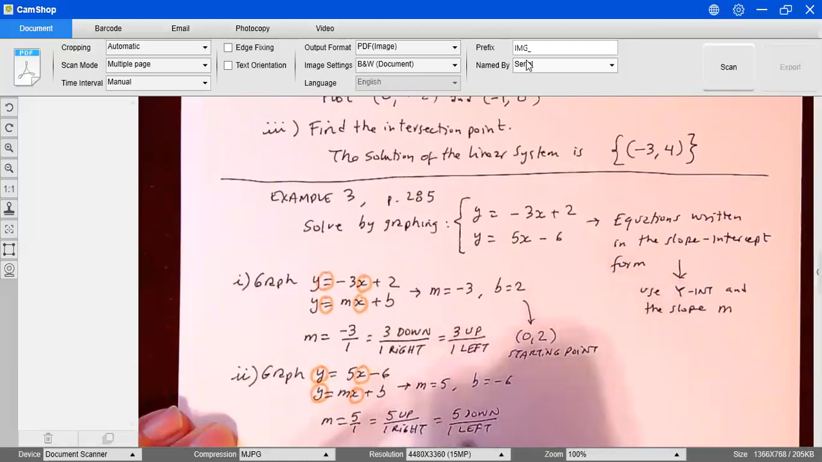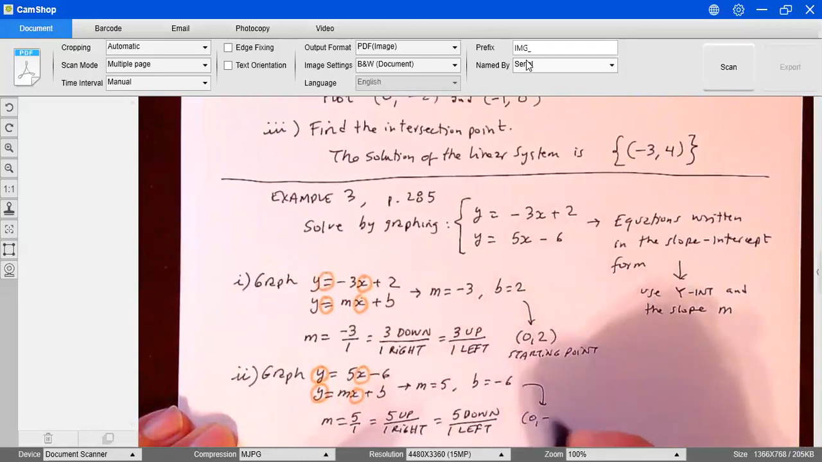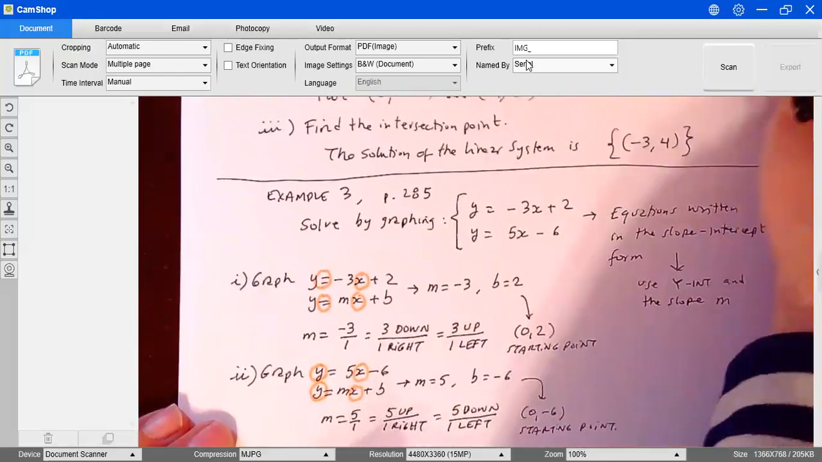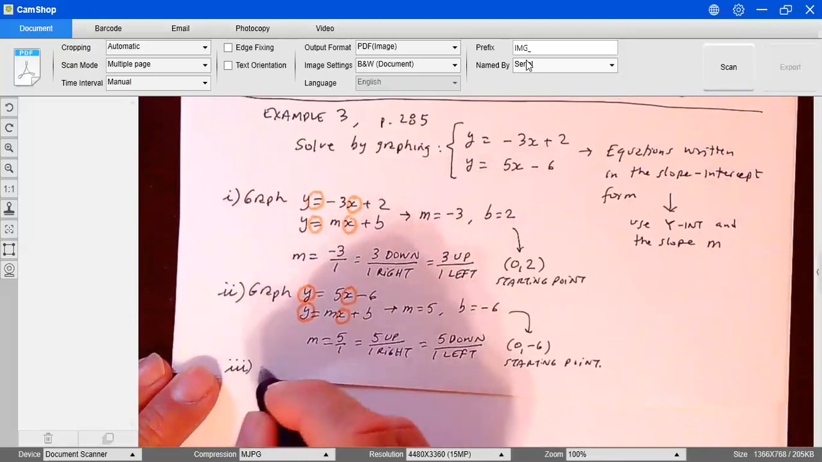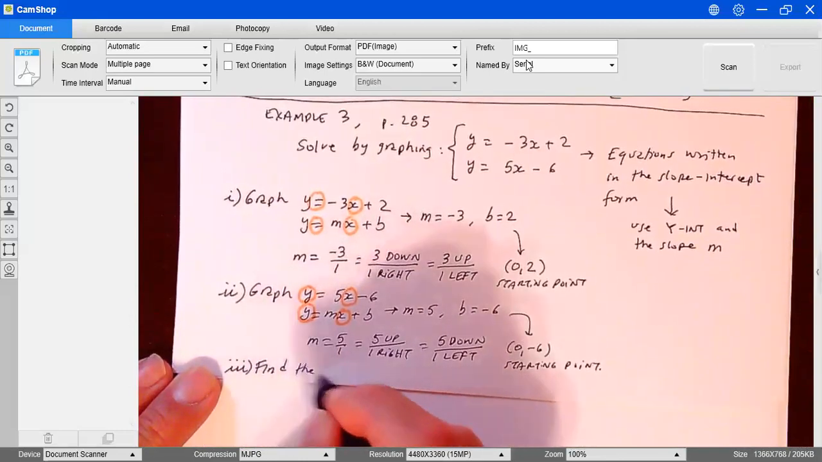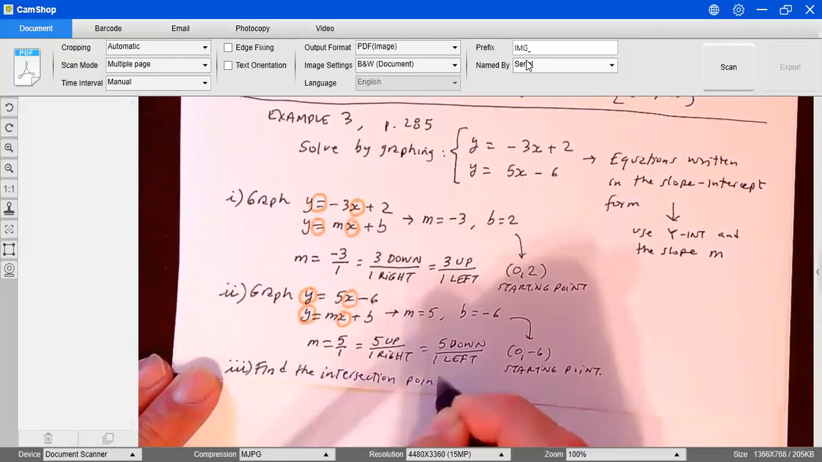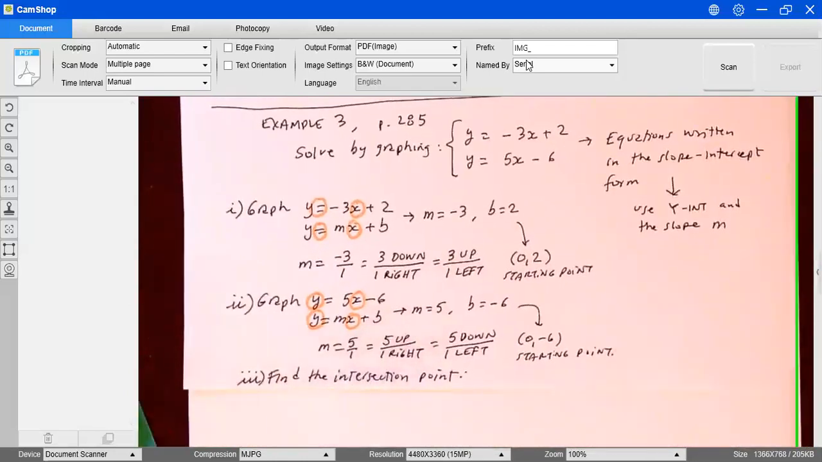So we switch right to left, up to down, and the recipe is gonna work the same. And from here, you're gonna have 0, -6 to be the starting point. So the final step is just finding the intersection point. That is going to be the solution. Find the intersection point. So let's use this information on our graph.